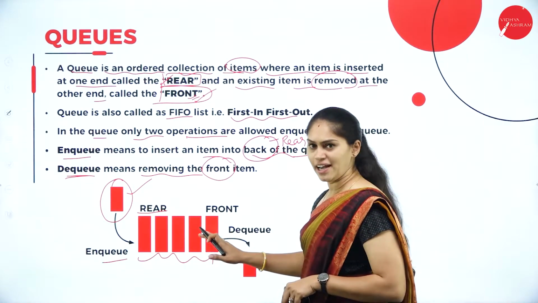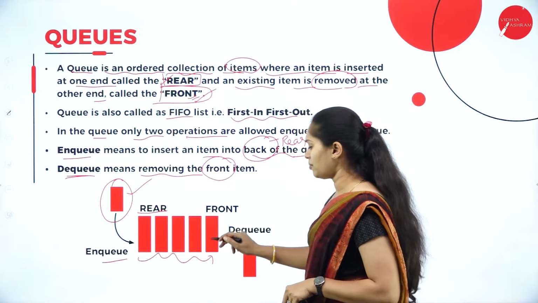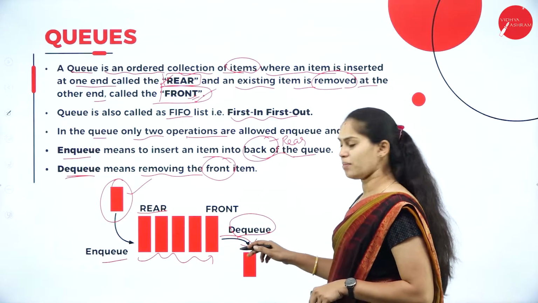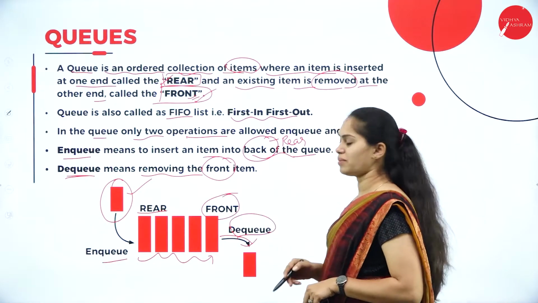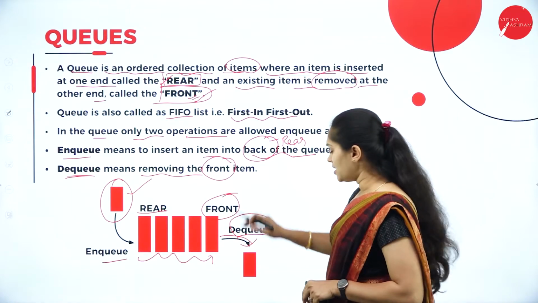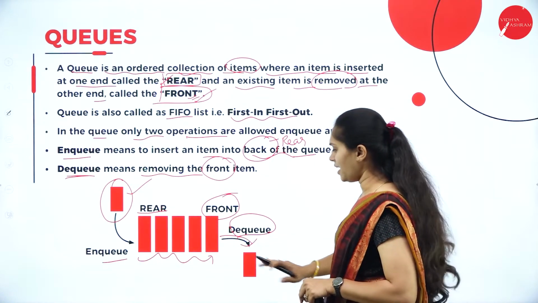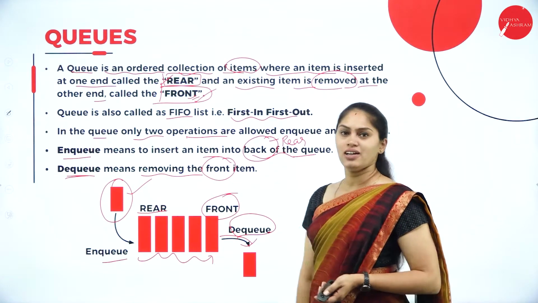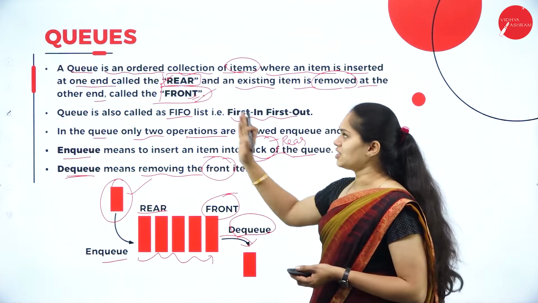If I wanted to delete, the first element will be here itself. Then I have to perform this dequeue operation, which will take place at the end called front, right? Then that item or element will be out of the list of queue elements. This is the basic knowledge regarding the queues topic.